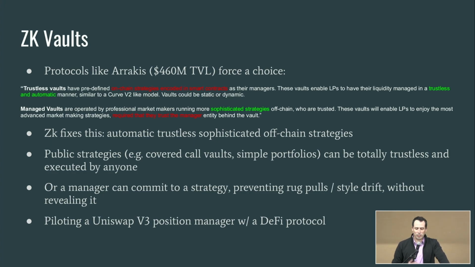So you have basically two options. You have trustless vaults with predefined on-chain strategies. They're in a smart contract. They're trustless, they're automatic, but they're simple and they're not private, right? They're public. Or you can have managed vaults that have sophisticated strategies. They depend on somebody downloading the data, running it on their laptop or on a server. You have to trust that person that they won't suddenly buy some token they just created. So they require trust. And of course, ZK fixes this because it lets us have automatic, trustless off-chain strategies.